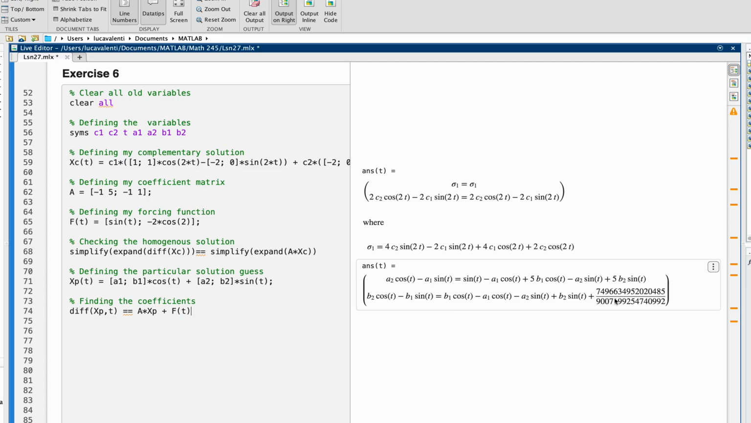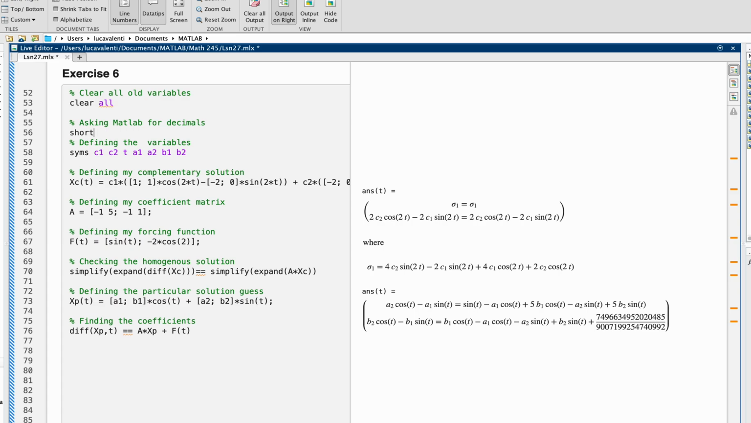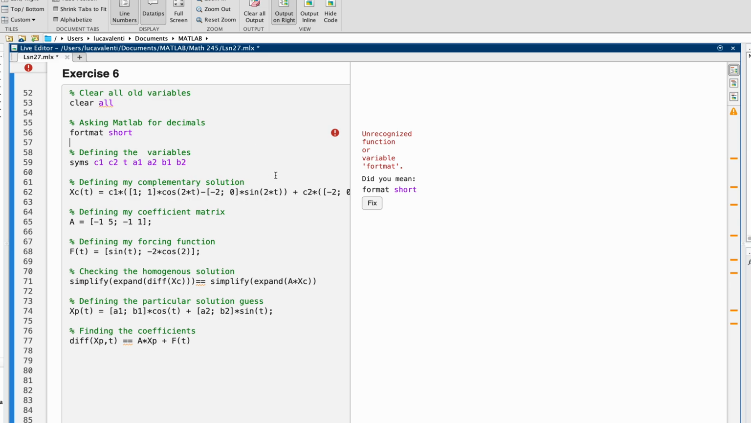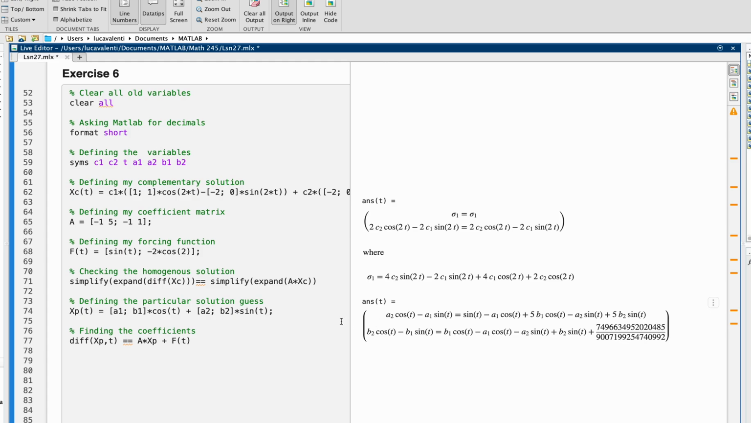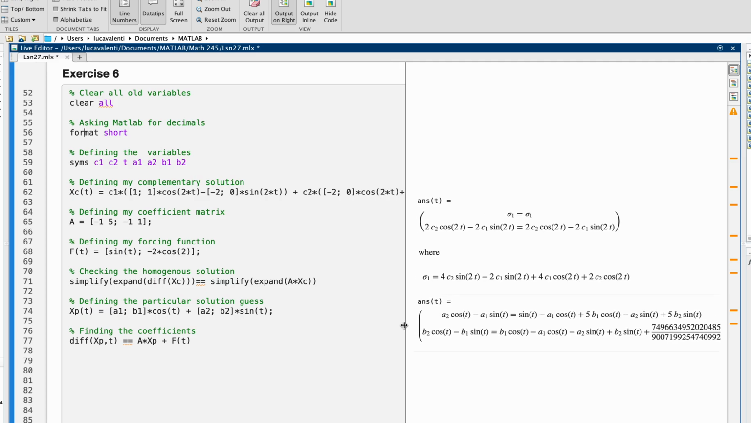Well, this number looks pretty interesting, doesn't it? So let's see if we're able to change MATLAB to asking for decimals. So that's format short. And then we do it again. If we don't make careless mistakes like that, spelling mistake here, it still gives me a fraction. And that's a pretty nasty fraction, isn't it?